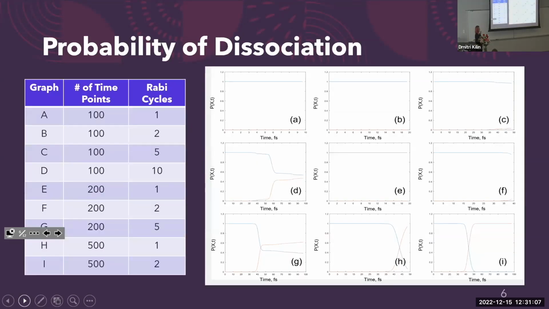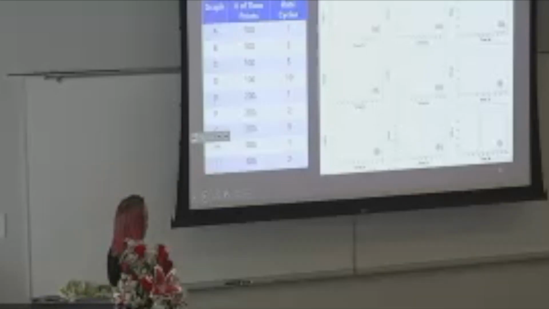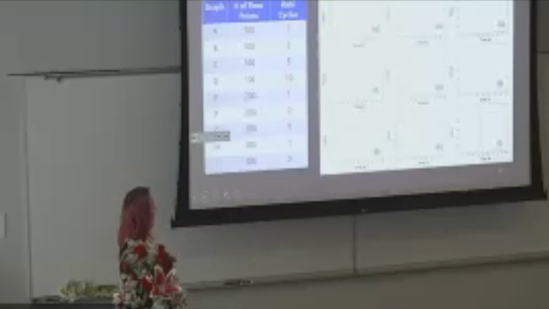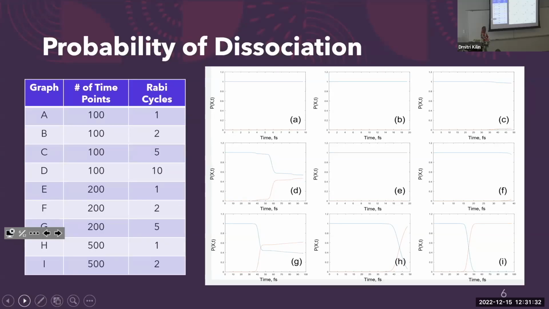So moving on to the results, this is the main chart of the dissociation. Basically, I changed the number of time points in the experiment, as well as the number of Rabi cycles. So we have 4 points for 100 time points, using 1, 2, 5, and 10 Rabi cycles, 3 for 200 using 1, 2, and 5 Rabi cycles, and then 2 for 500 using 1 and 2.